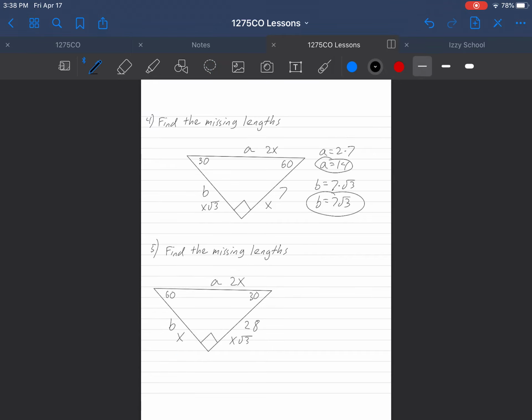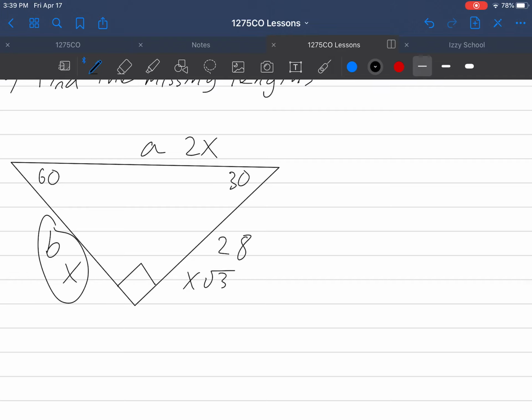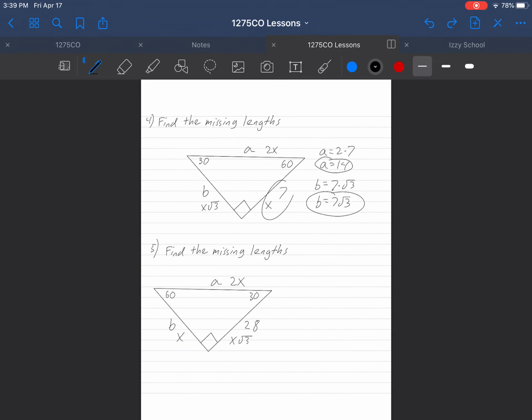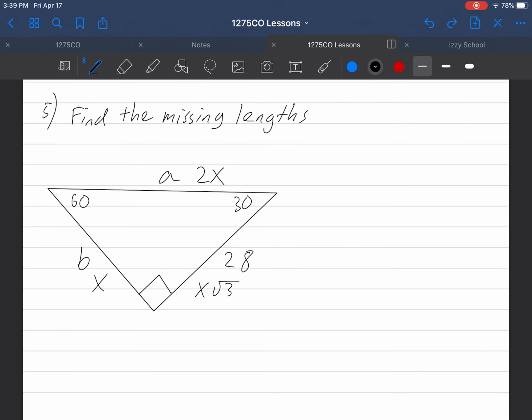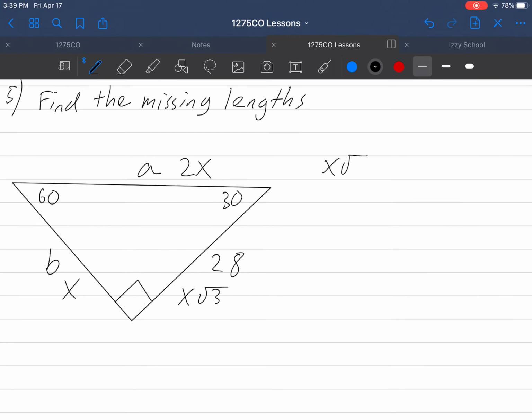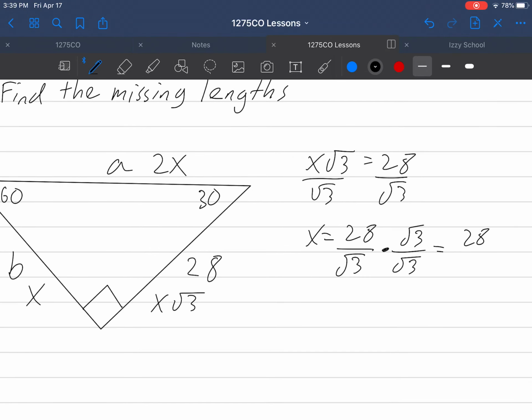A slightly more difficult problem because we are not given the value of x explicitly like we were on number 4 up here. Right, so we have a little equation here, x times radical 3 equals 28, very similar to number 3 that we solved. Radical 3 is what we're dividing, so x is equal to 28 divided by radical 3. And once again, if you need to rationalize this denominator, then it's going to be 28 radical 3 divided by 3.